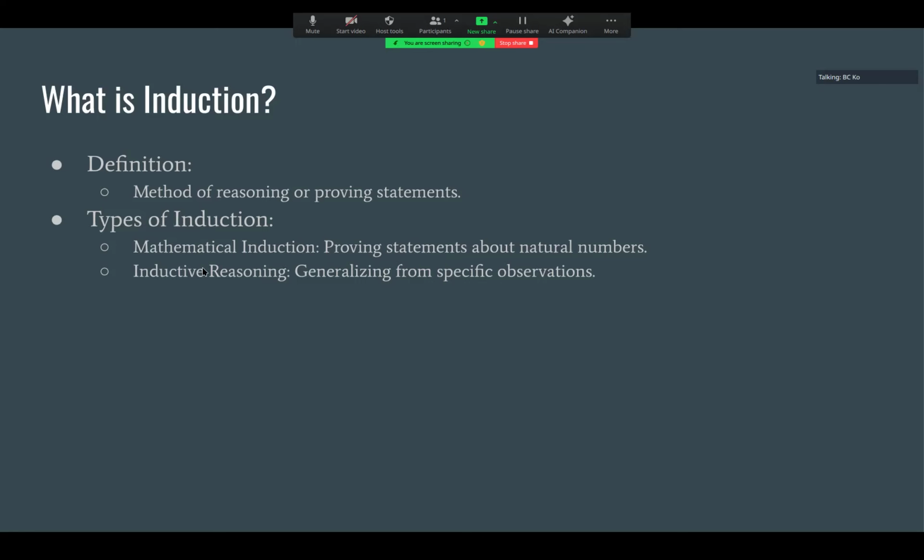The first is mathematical induction, which is a proof technique used to establish the truth of statements involving natural numbers. The second type is inductive reasoning, which involves making generalizations based on specific observations or examples. And both forms of induction play crucial roles in mathematics and everyday problem solving.